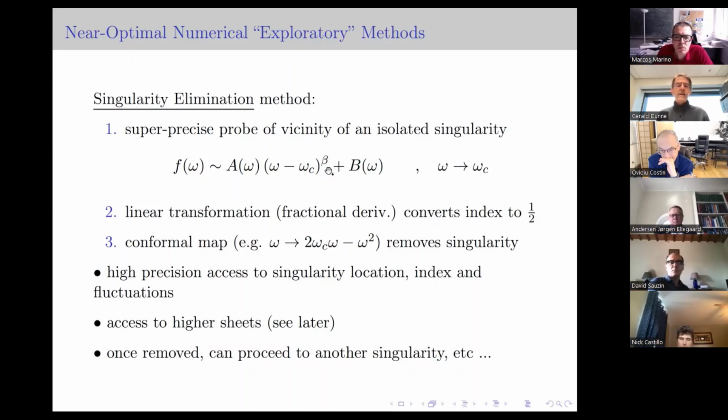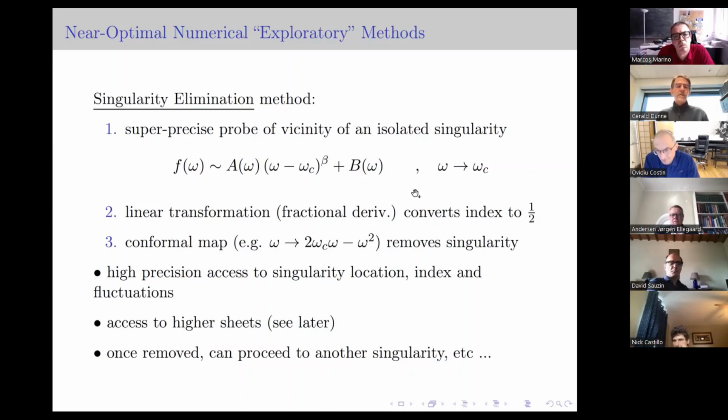If you did manage to convert it to the index being a half, if you then apply a subsequent conformal map, and there's a list of conformal maps that achieve this, you actually remove the singularity completely. And it's very easy to detect something that's analytic and something that's not analytic. So if you didn't know beta, you can tune it until you see that the residue goes to 0 and the singularity is removed.